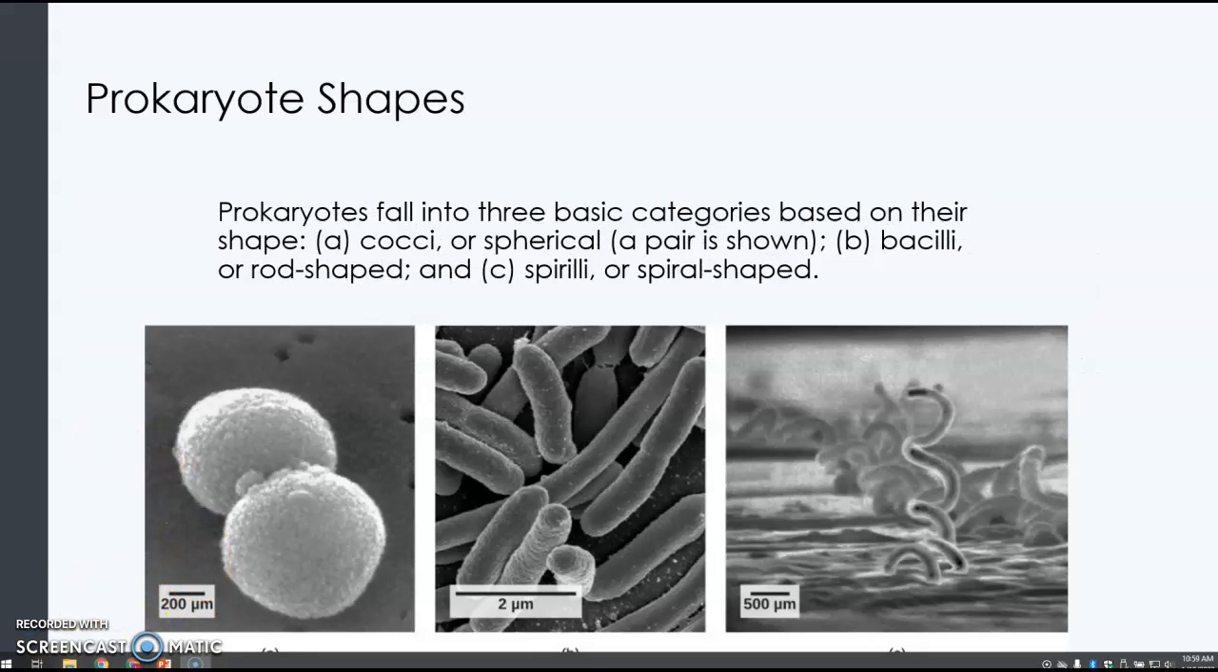One of the ways that we group prokaryotes is based on the shape of the prokaryote. The basic shapes are spherical, and the word for the spherical shaped prokaryotes is cocci or coccus shaped. And then those that are oval or rod shaped are bacilli or bacillus. And the ones that are spiral are spirilli or spirillum.